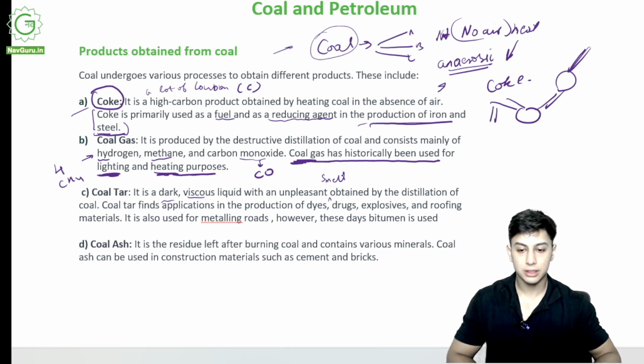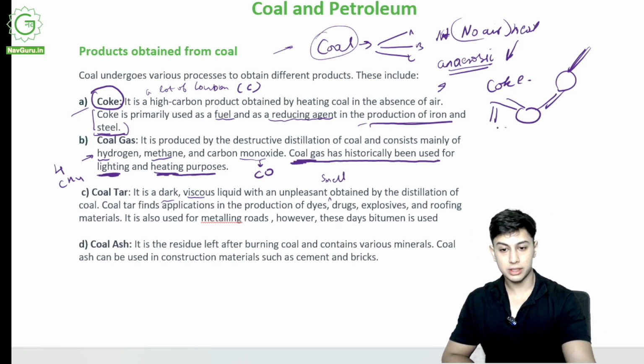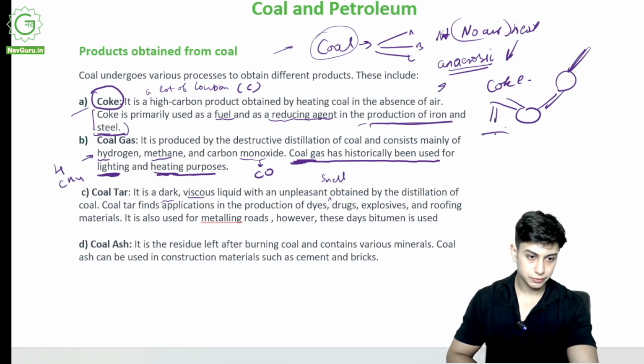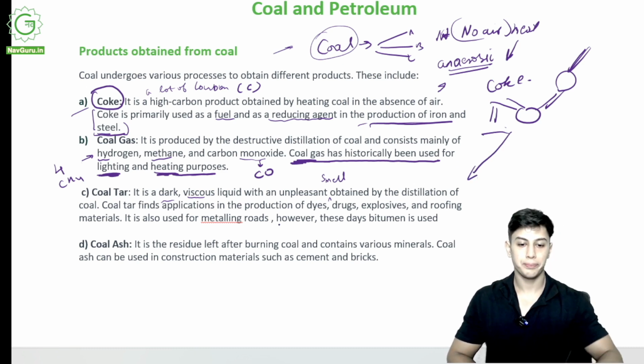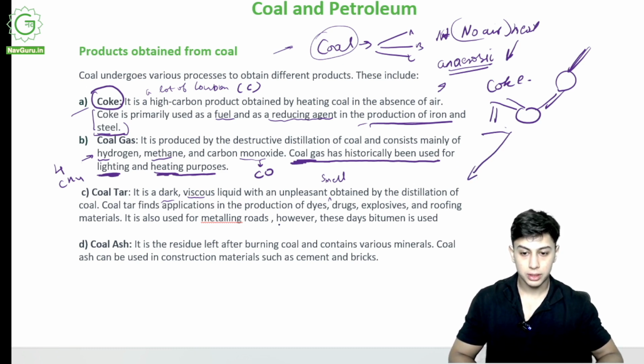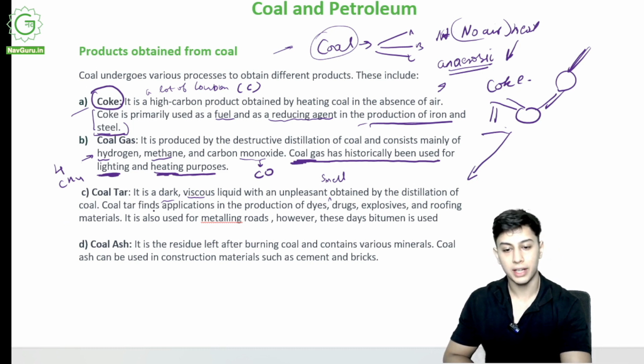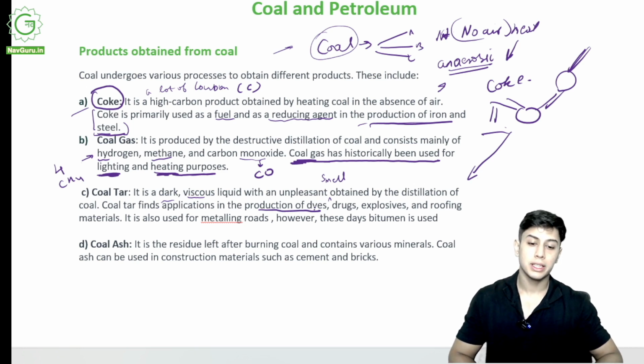Obtained by distillation of coal. Like I told you, distillation gives us coal gas, and distillation also gives us coal tar. Where is this coal tar used? Coal tar finds application in the production of dyes. What is a dye? A dye is something that is used to color another thing. If you've seen your parents dye their hair... In dyes they use coal tar, not those hair dyes, but dyes can be used for coloring a lot of things. It is used in drugs, it is used in explosives.